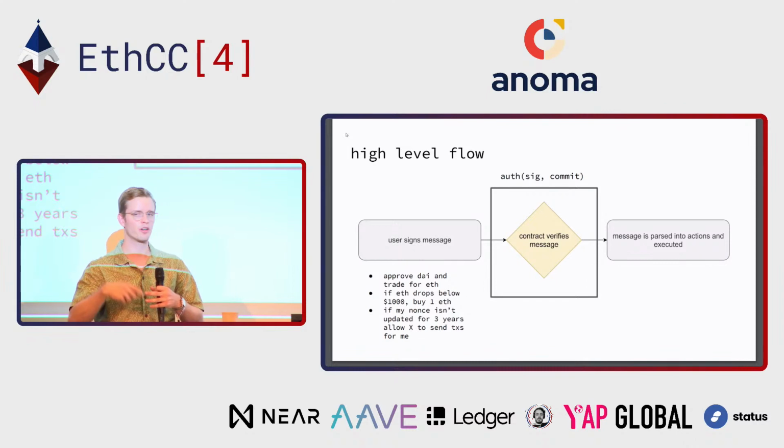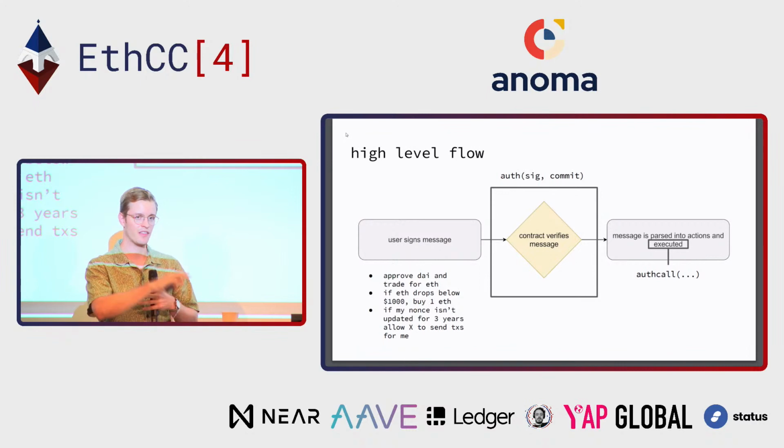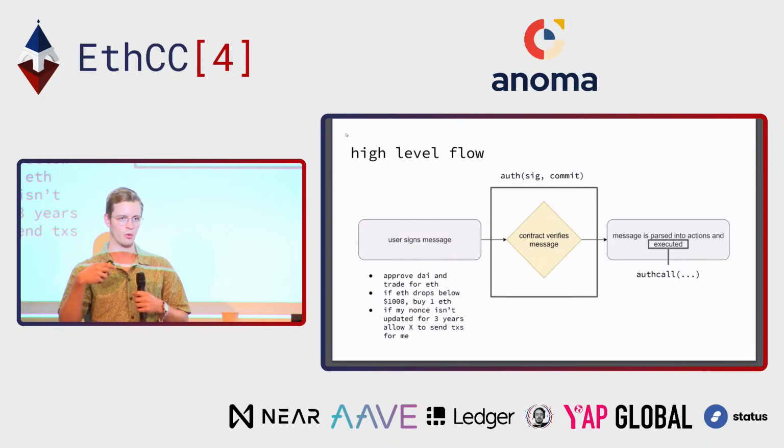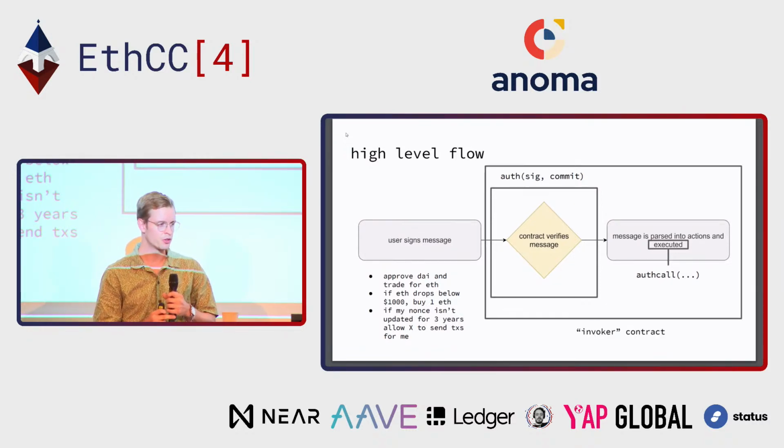And this contract would invoke the auth opcode, and it would recover that address, your EOA that signed the message. That would then parse all of those actions that you had signed and then execute them one by one with the auth call, calling out to your token contract or to your Uniswap contract to do the trade. And in the 3074 world, we call the contract that does these actions the Invoker Contract.